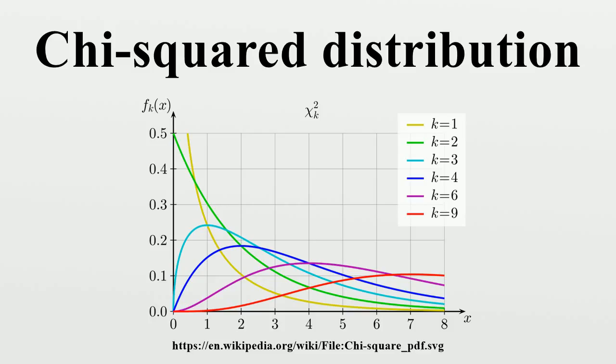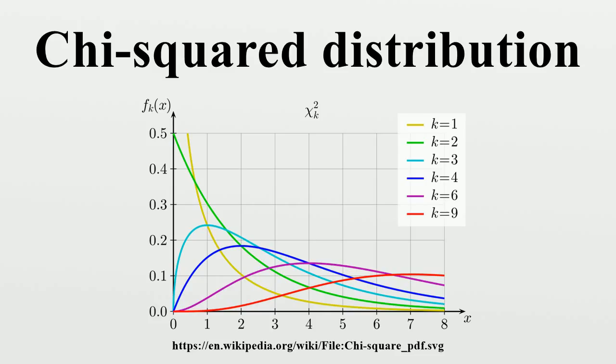Additivity. It follows from the definition of the chi-squared distribution that the sum of independent chi-squared variables is also chi-squared distributed. Specifically, if X1 through Xn are independent chi-squared variables with k1 through kn degrees of freedom, respectively, then Y equals X1 plus through Xn is chi-squared distributed with k1 plus through kn degrees of freedom.